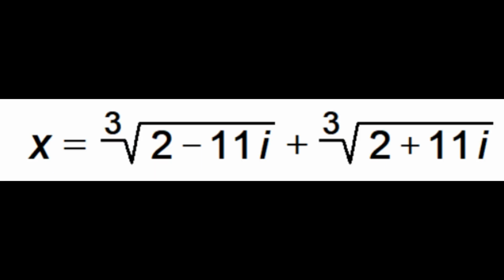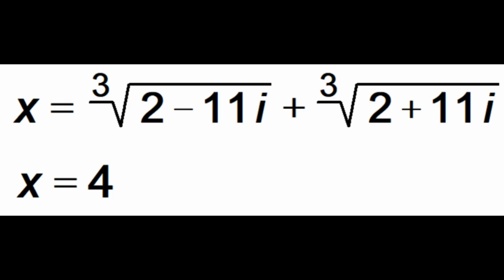If we plug our values of p and q into the formula and simplify under the root symbol, we get our value of x to be the cube root of 2 minus 11i plus the cube root of 2 plus 11i. So how do we reconcile the result from the formula, which involves the cube roots of complex numbers, with the real value of 4 from the graph?